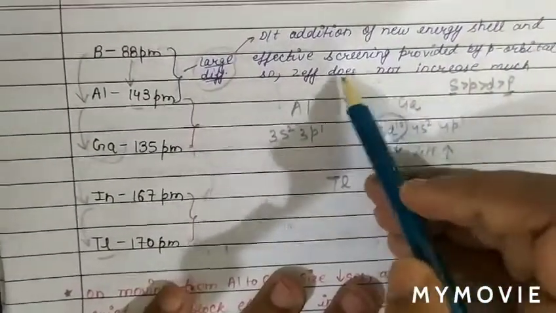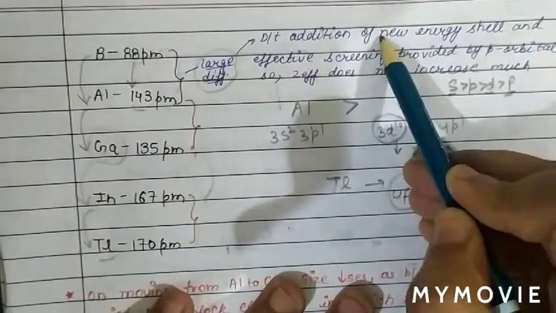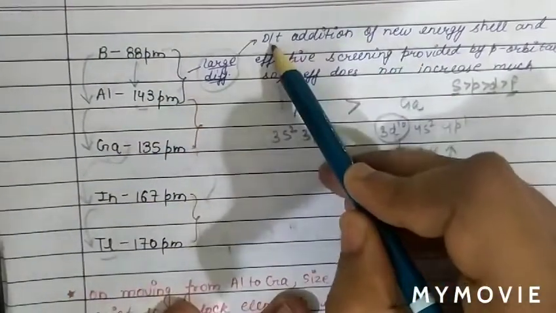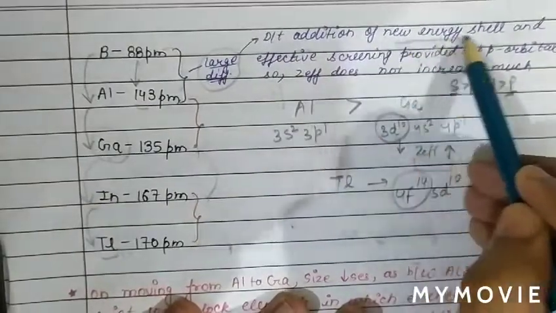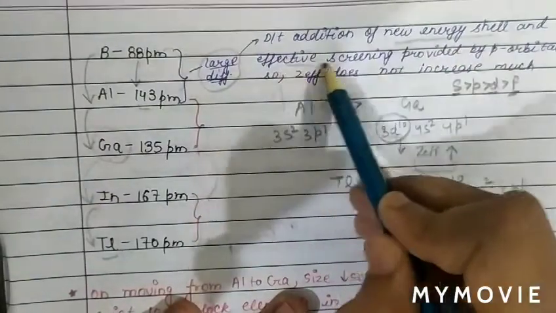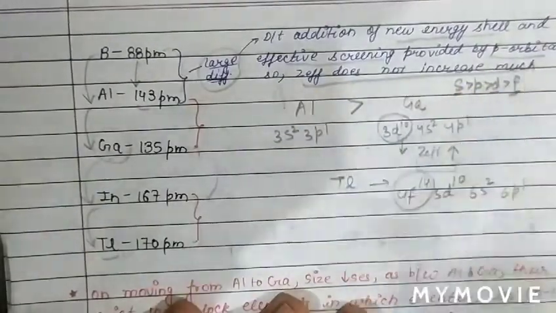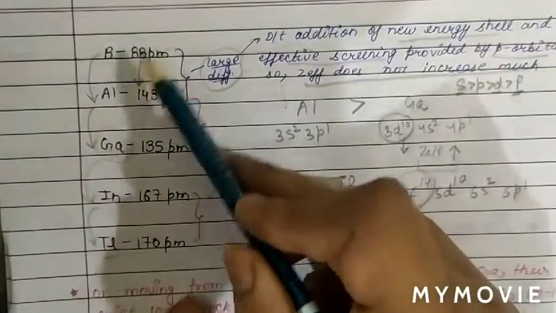So basically, when we move down the group from top to bottom, due to the addition of a new energy shell and effective screening provided by the p orbital, Z effective does not increase much in the case of boron and aluminium.